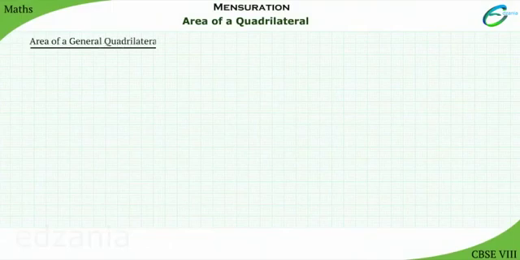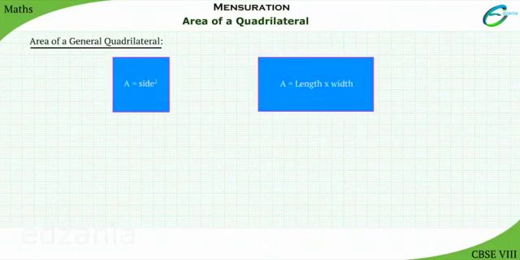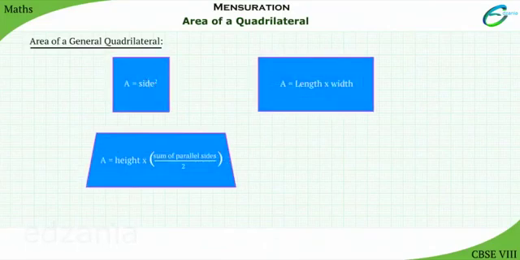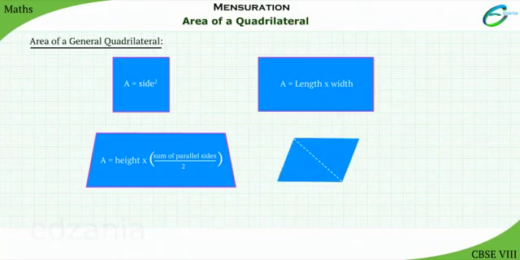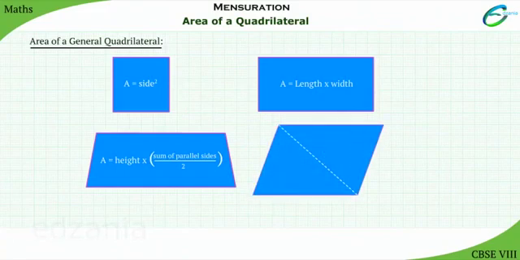Area of a quadrilateral. You know how to find the area of a few quadrilaterals such as squares, rectangles, and trapeziums. Now let us learn how to find the area of a general quadrilateral. A general quadrilateral can be split into two triangles by drawing one of its diagonals. This is known as triangulation.